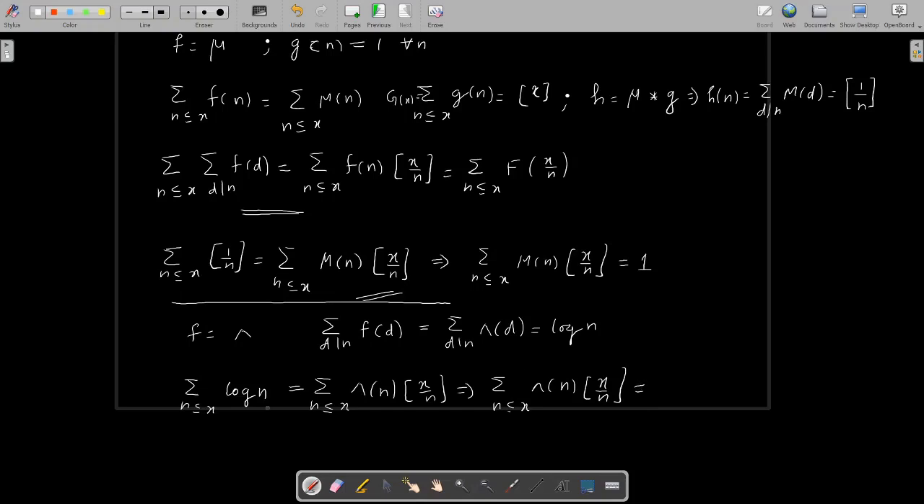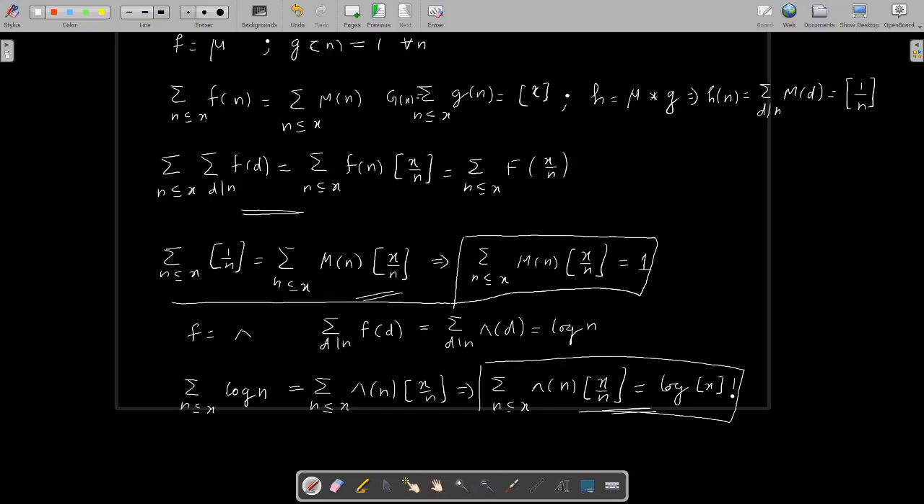When you sum up all this, you will get log 1 plus log 2 plus etc. log of integral part of x. So that can be written as log of 1 into 2 into 3 into etc. integral part of x, that is nothing but log of integral part of x factorial. These two formulas are called weighted sums of mu and lambda. These are two important sums, so these are called weighted sums.